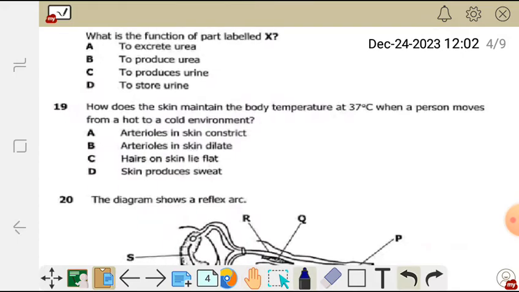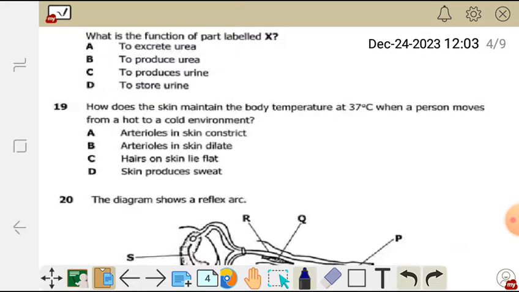Question 19. How does the skin maintain the body temperature at 37 degrees when a person moves from a hot to a cold environment? A. Arterioles in skin constrict. B. Arterioles in the skin dilate. C. Hairs on skin lie flat. D. Skin produces sweat. So when you move from hot to cold, the body is going to sense that there is a reduction in the temperature.